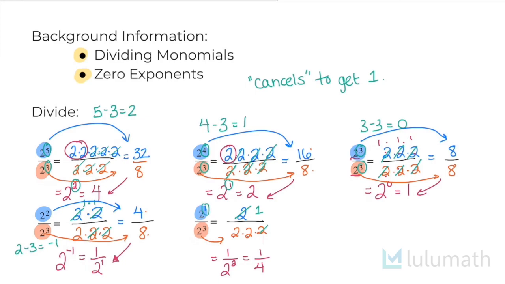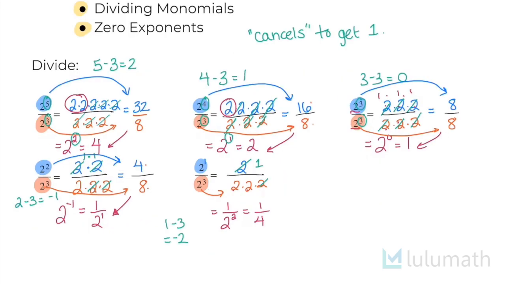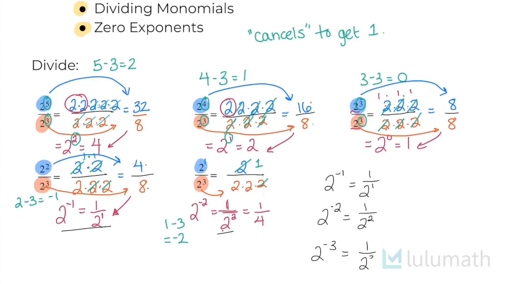Well, when I subtract my exponents, 1 minus 3 is equal to negative 2. So this is telling me that 2 to the power of negative 2 is the same thing as 1 over 2 to the power of positive 2. So what is this negative exponent telling me? Well, we know 2 to the power of negative 1 is 1 over 2 to the power of 1 as we figured out here. 2 to the power of negative 2 is 1 over 2 to the power of positive 2. So if we extend this pattern, maybe we can say 2 to the power of negative 3 is 1 over 2 to the power of positive 3.